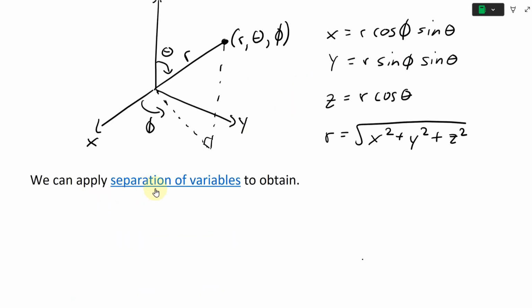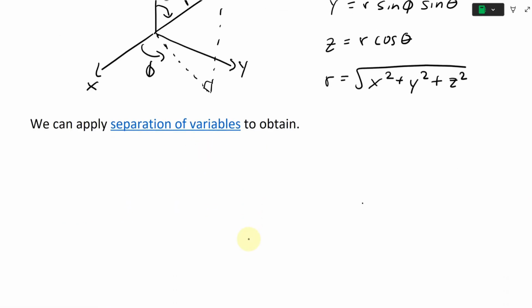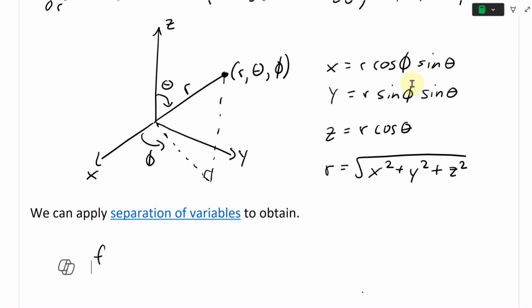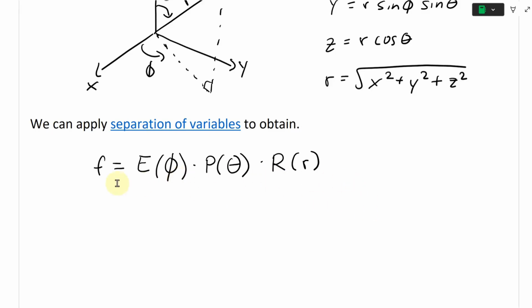Alright, now that we have basically this Laplacian, the next step is we can apply the separation of variables to obtain, and basically we're going to try to find our function f, and we're going to assume that f can be written as a multiplication of three functions: this is a function of phi, times P, which is a function of theta, and capital R, which is a function of r. So we're assuming that the function f could be written like this, and I'm using the terminology that the Mike guy on YouTube uses. I'll just follow that along. All right, so we have that.